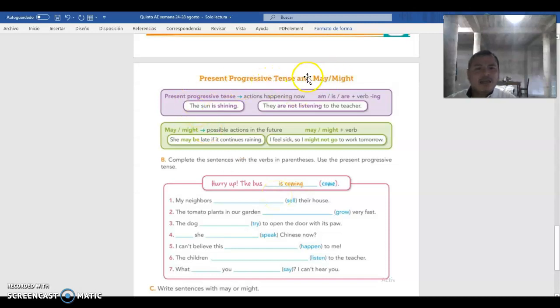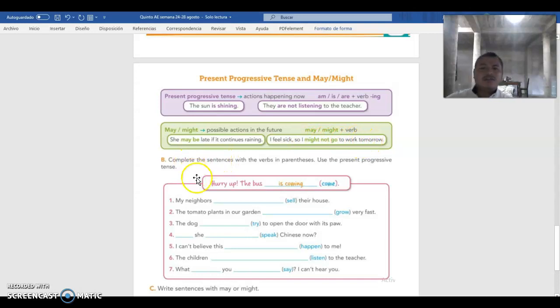Okay, so what do you need to do in here? Present progressive tense and may and might. Present progressive tense, action happening now. I'm saying is, are. We need to use that one with ing with the verb. Okay, the sun is shining. See another example. They are not listening to the teacher. And might. Possible action in the future. Okay, don't forget that one. See, we have example. It says she might be late if it continues raining. She might be late. Okay, and I feel sick, so I might not go to work tomorrow.